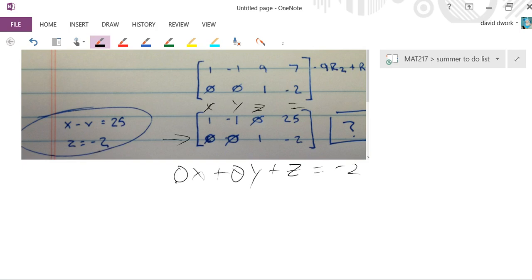So what you can see here now is, all right, 0 x's, that's just 0. 0 y's, that's just 0. So what we're left with is z equals -2. So like you have, perfect. We know z is equal to -2. But what do we know about x and y?